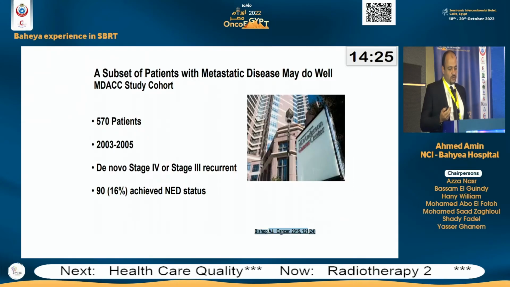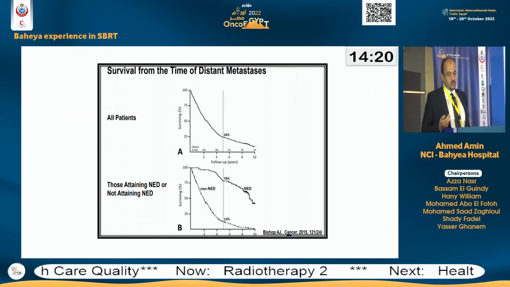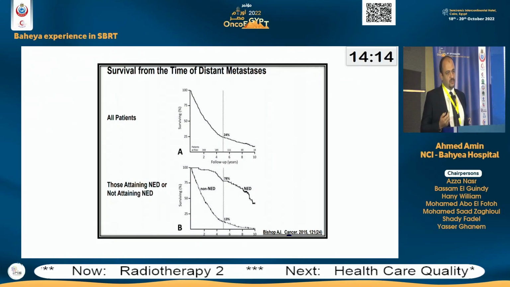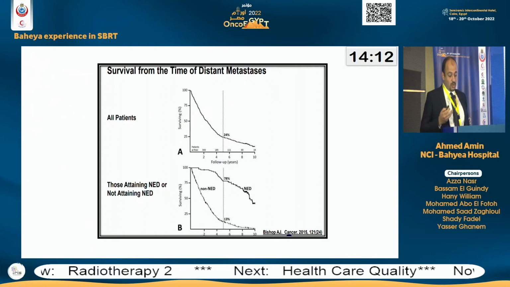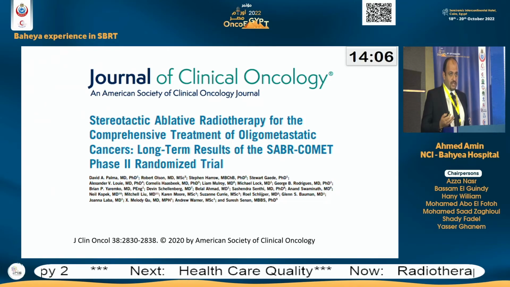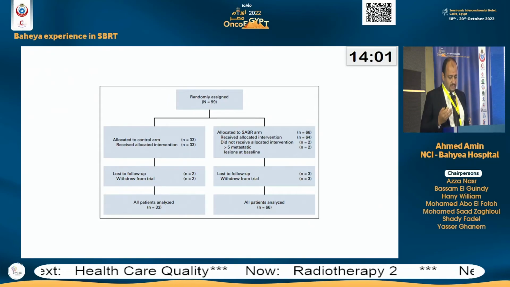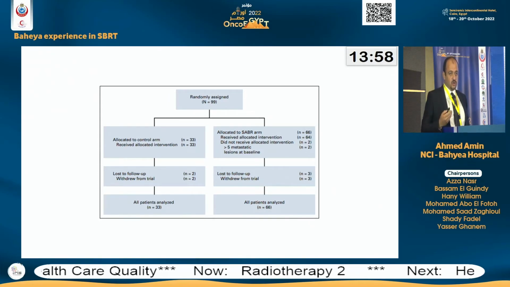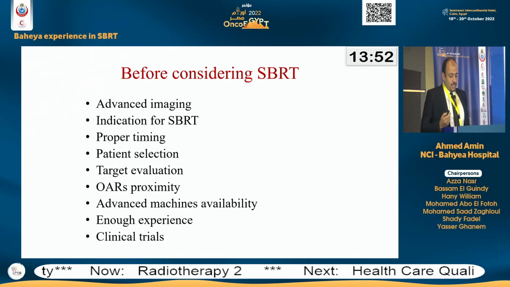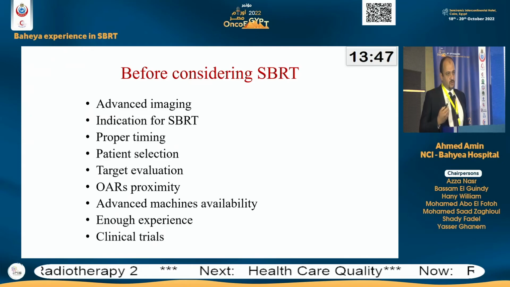So what's the evidence so far? The evidence is the retrospective data from MD Anderson proving that patients who have no evidence of disease do well in terms of overall survival compared to patients who have evidence of disease. We also have some phase 2 trial evidence giving some advantage to patients receiving SBRT compared to the control arm treated only with systemic treatment. So nowadays, every one of us is practicing SBRT to the spine more often.